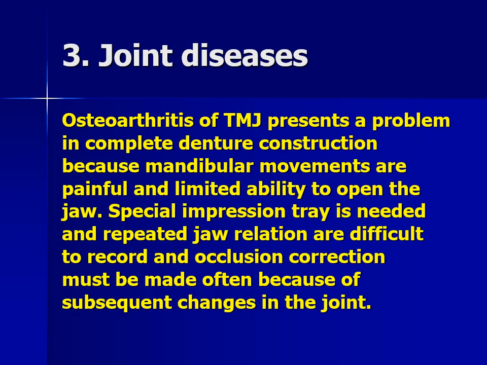Well, joint diseases, especially in patients with osteoarthritis, they may complain of limited mouth opening, so it will complicate the impression making. Sometimes you need to make a sectional impression technique. Also, the step of jaw relation is difficult when you take a centric relation record. Repeated records are needed, and occlusion should be corrected frequently because sometimes changes in the joint may be encountered.